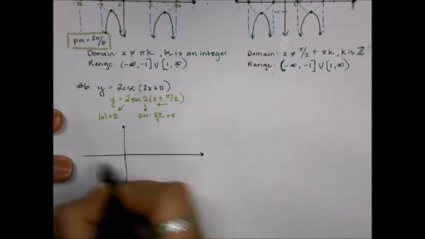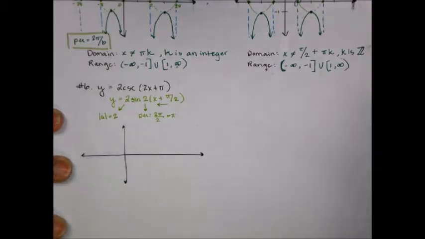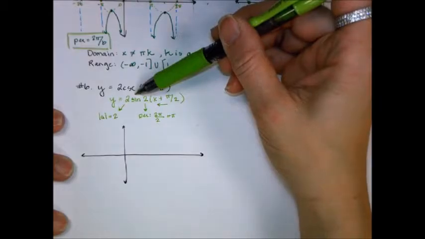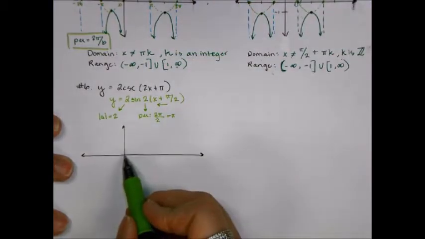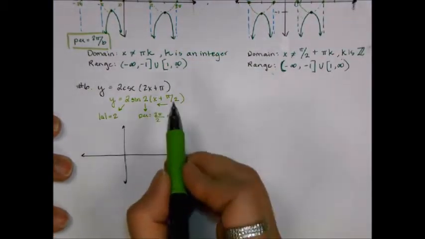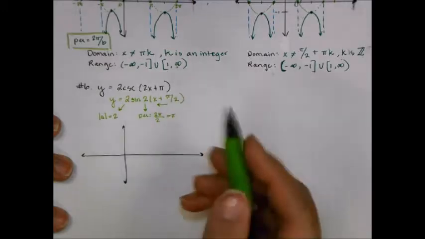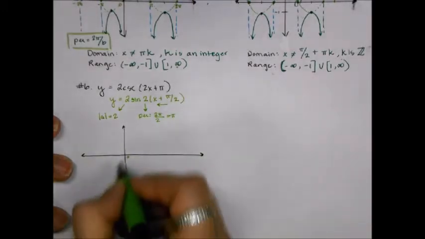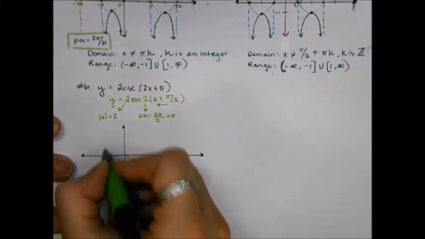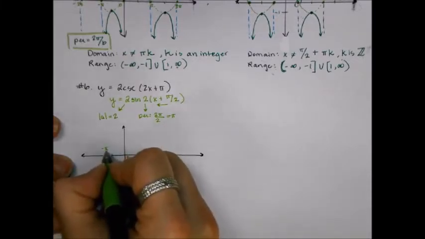So in starting with the graph of a sine function, remember that sine likes to start on the origin. This graph has been translated, though, pi over 2 units to the left. So from here, we're going to translate pi over 2 to the left. Okay, it's not translated up or down, so we'll start here.